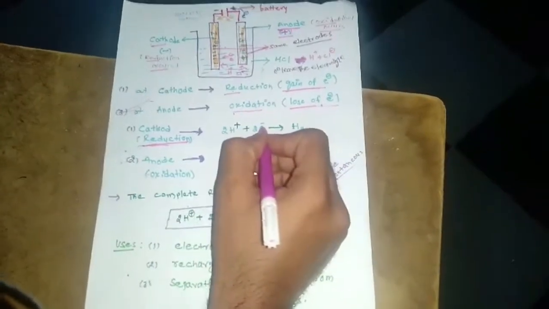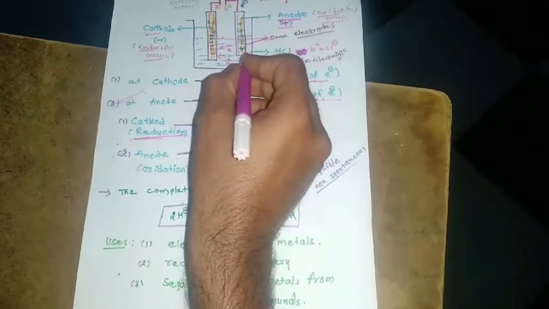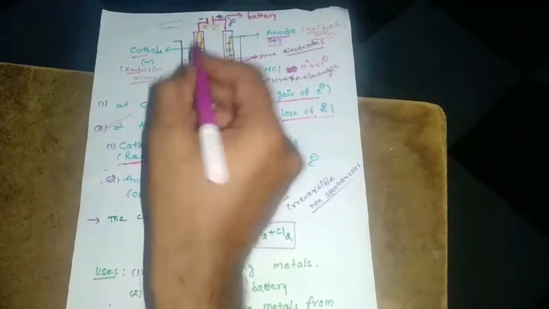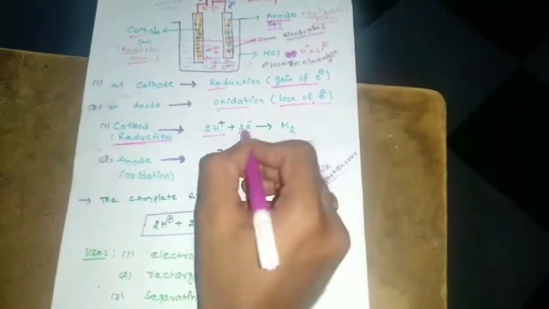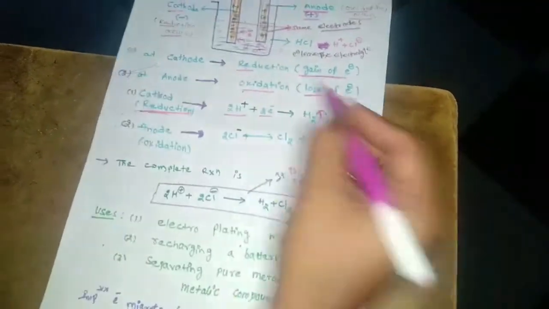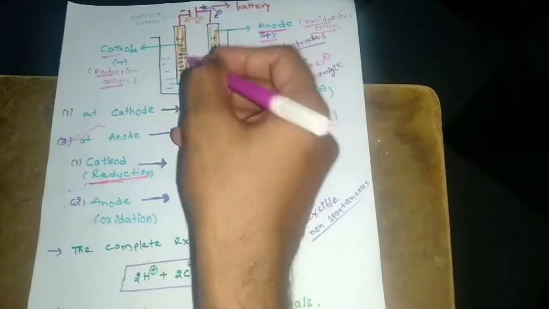Now what is the reduction here? Reduction means gaining of electrons. In the electrolytic solution, H plus ions and Cl minus ions are separated. The hydrogen ions move towards the cathode and gain electrons. How many electrons? 2 electrons. When these two H plus ions gain 2 electrons, they liberate hydrogen gas at the cathode. Gaining electrons is called reduction, and hydrogen gas is liberated. Simple.